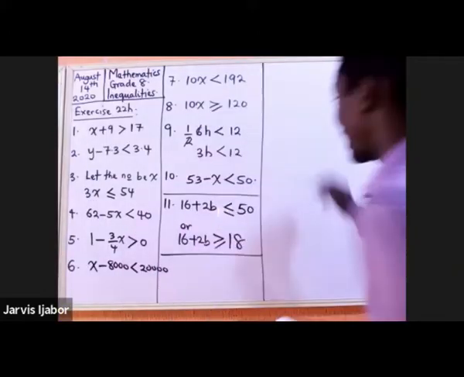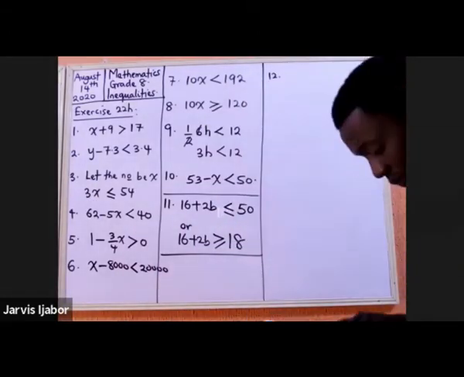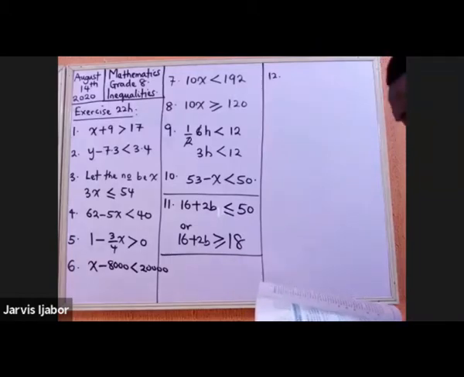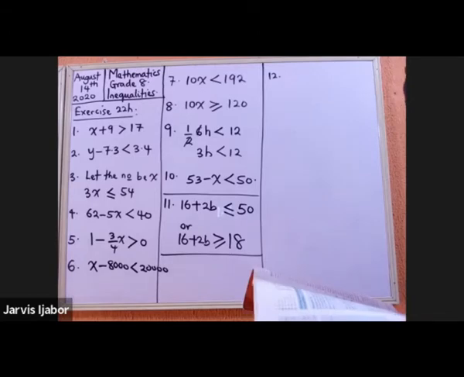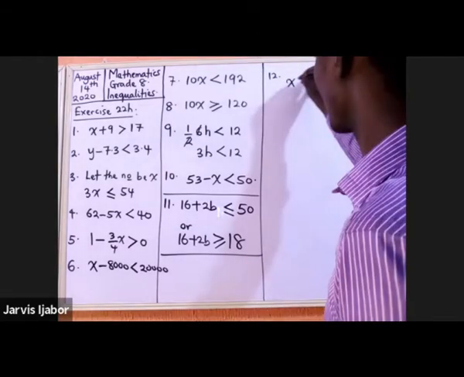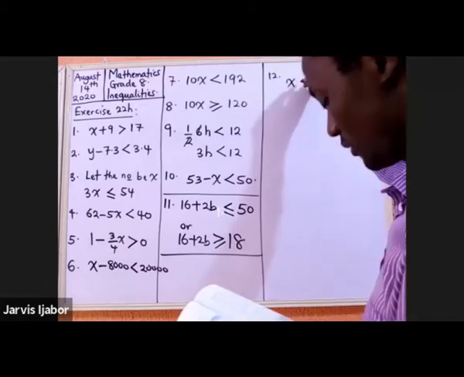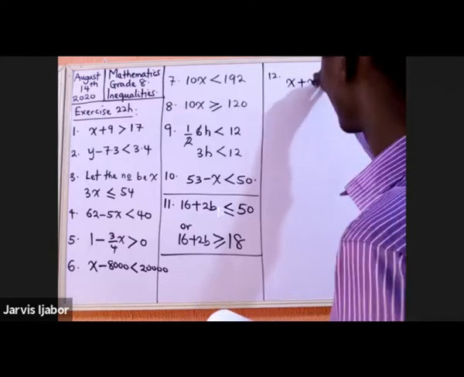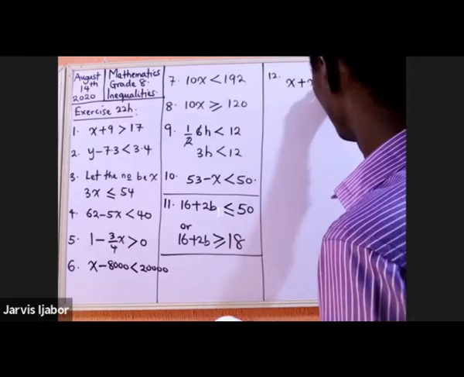For question 12, the sides of a triangle are x cm, x plus 3 cm, and 10 cm. If x is a whole number, find the lowest value of x. So it means x plus x plus 3 plus 10.